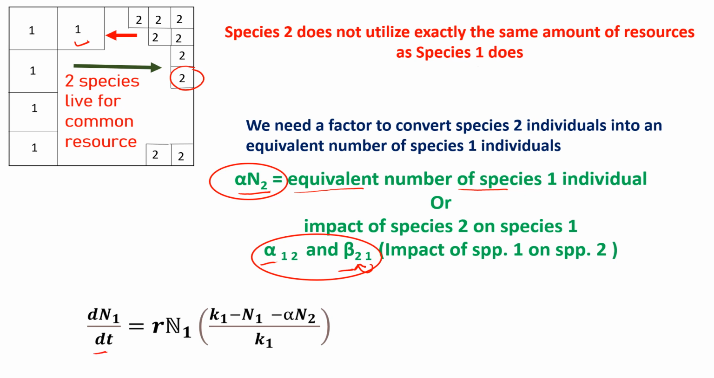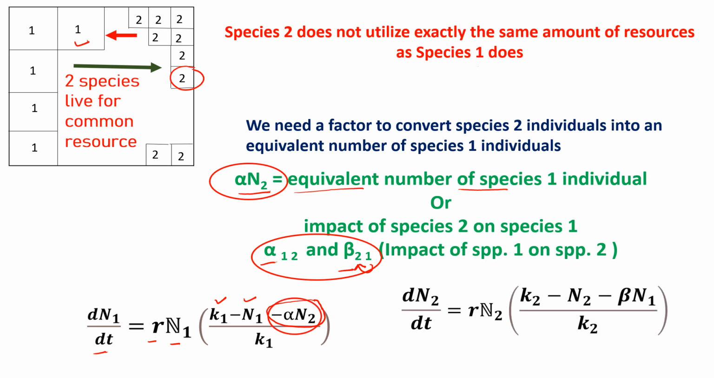is equal to r N1 (K1 - N1 - alpha N2)/K1. Here, alpha N2 is the equivalent number of species 1 individuals. Now we do the same thing with species 2, where we get dN2/dt = r N2 (K2 - N2 - beta N1)/K2.